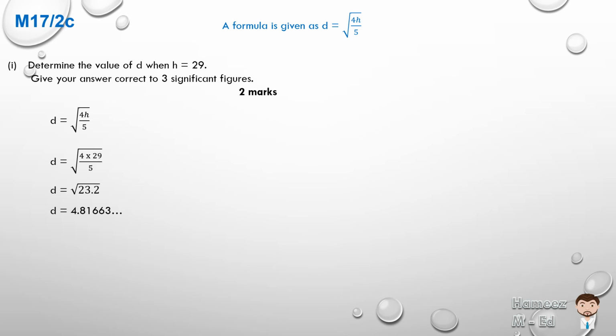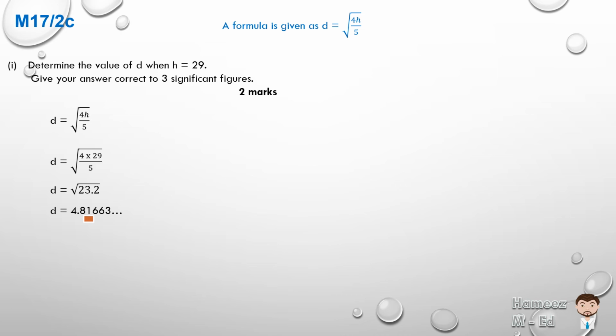And look at what they're asking us. They're asking us to give our answer correct to 3 significant figures. So the first significant figure, or the figure with the most value out of all those 6 digits that we just wrote, is 4, because that's 4 ones. And then the next most significant is 8 tenths. And then finally 1. So therefore, if we're writing to 3 significant figures, we should end at 1.